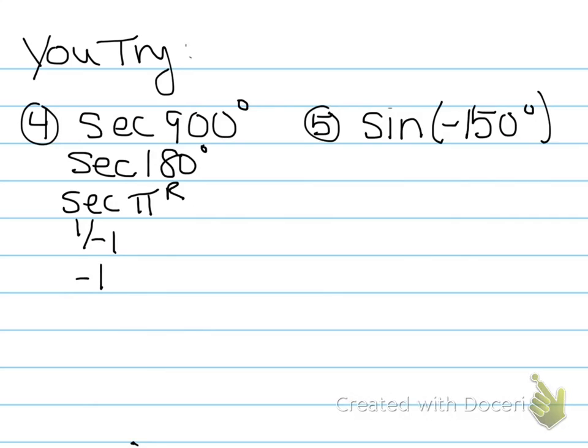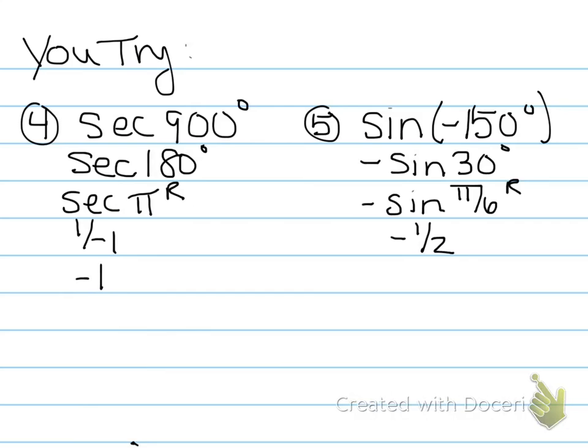Negative 150 puts us in quadrant 3. Negative 150 is the same thing as the negative sine of the 30-degree angle. That's in quadrant 3. Or if you prefer to think in radians, that's pi over 6 radians. And the sine of pi over 6 is 1/2. So you should get negative 1/2.